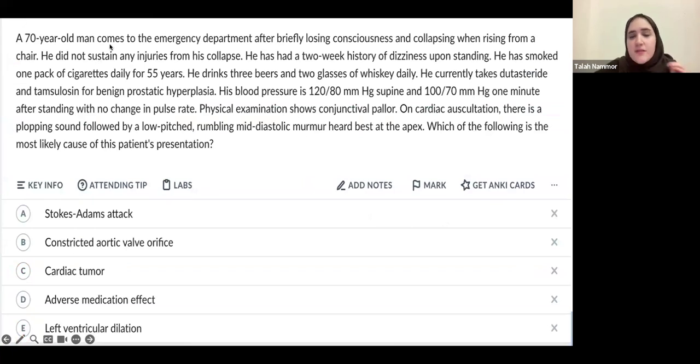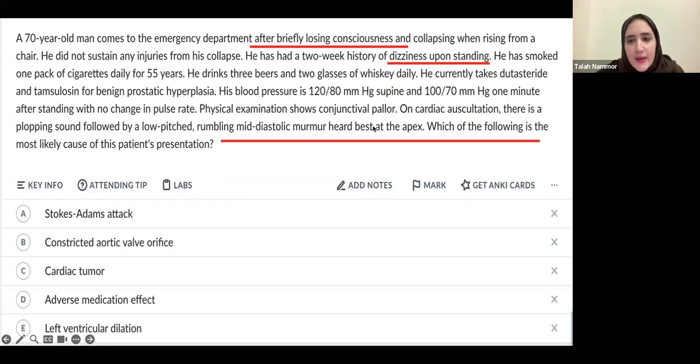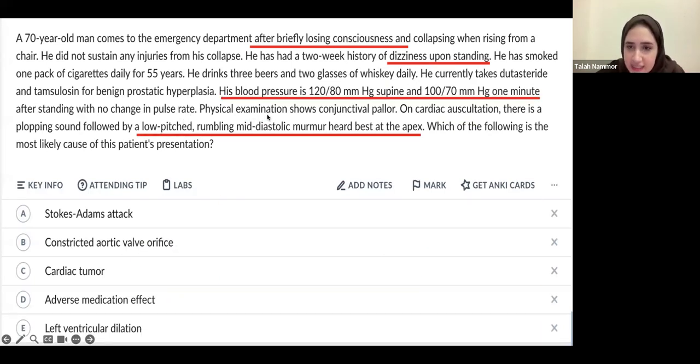A 70-year-old man comes to the emergency department because he had a brief loss of consciousness and collapsed when rising from a chair. He did not sustain any injuries. He's been having dizziness whenever he stands up. He has smoked 1 pack of cigarettes, and he drinks beer and whiskey. He takes dutasteride and tamsulosin for benign prostatic hyperplasia. His vitals are fine, and his blood pressure is normal, but when he stands, it goes really low. On physical examination, we heard a low-pitched rumbling mid-diastolic murmur heard best at the apex.